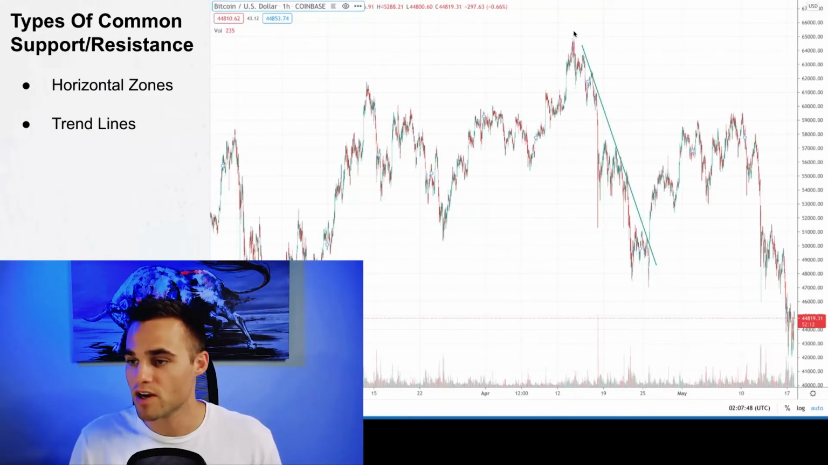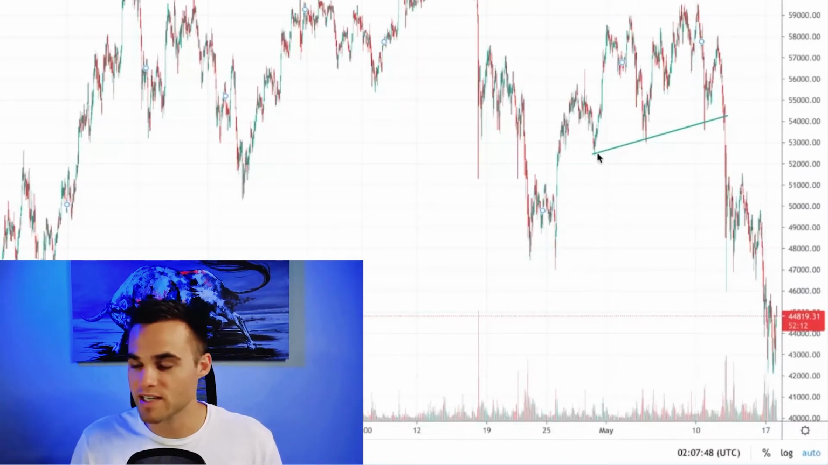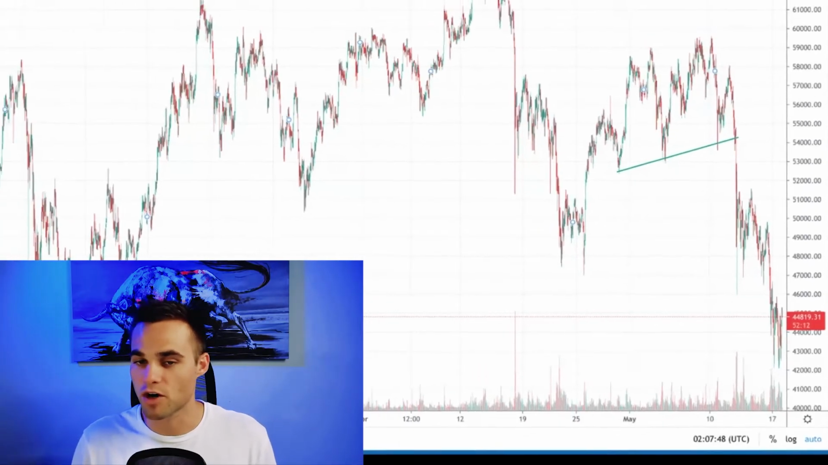Okay, another example, here's a downward trend line here, and we can see that every time it bounces off of here, it seems to bounce off quite sharply. And here's one more example of a trend line support in this case. It came down, bounced off sharply, came down, bounced off sharply, came down, bounced off sharply again.